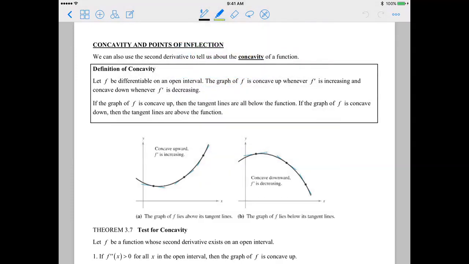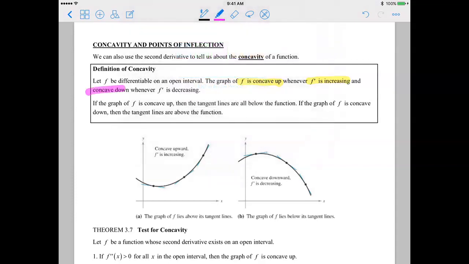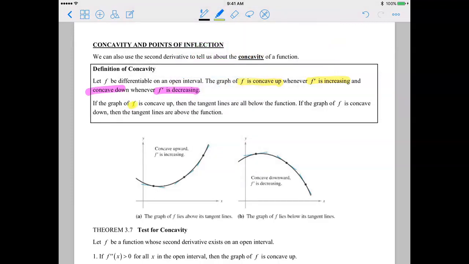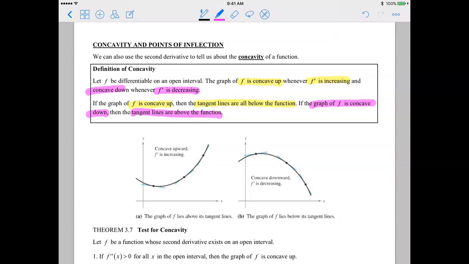It says let f be differentiable on an open interval. The graph is concave up whenever f prime is increasing and concave down whenever f prime is decreasing. So that is the definition of concavity. Okay, and then secondly, what I want you to see is that if a graph is concave up, that means the tangent lines are all below the function. I'll show you the picture here in just a second to illustrate that. Secondly, if the graph of f is concave down, then the tangent lines are above the function. So if you look at this picture, that's what it is saying.